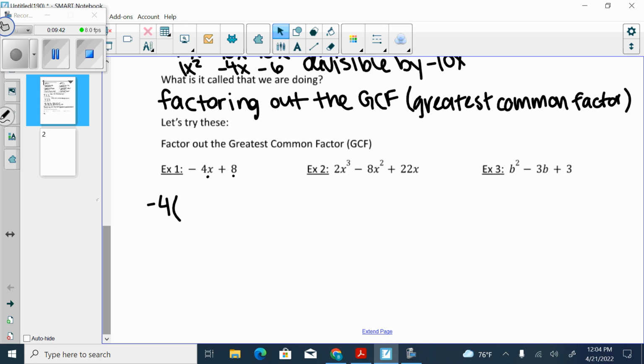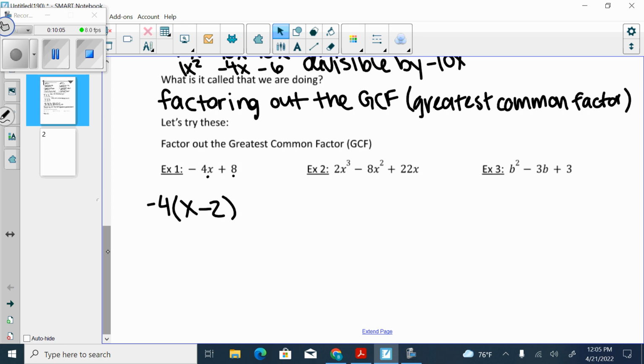If I divide -4x by -4, what's left? Just x. Very good. And if I divide 8 by -4, what are we left with? -2. And remember, this is how we write it when we take out our GCF. GCF in front, our leftovers are in the parentheses, all right?